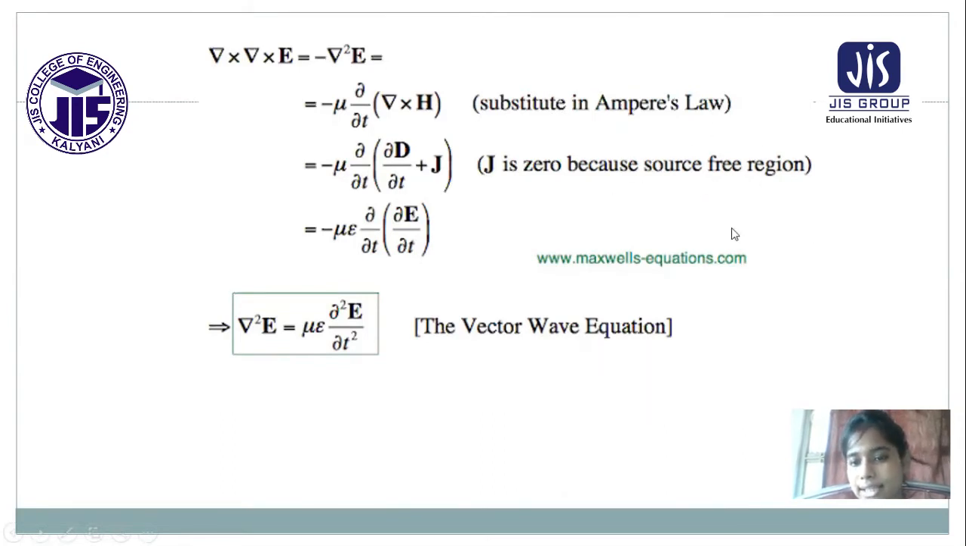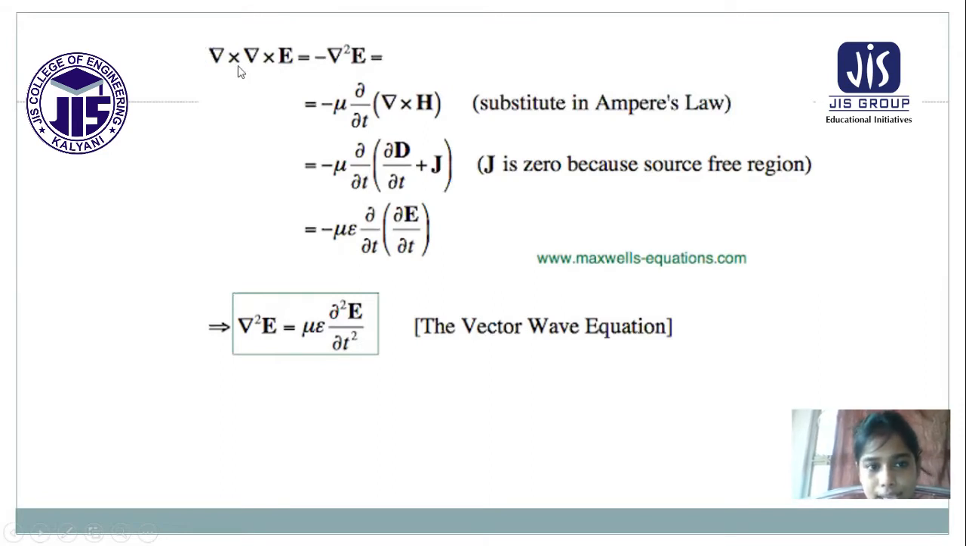Here we are considering a source free region. If there is no source, then J will obviously be 0, meaning the current is 0. Now D equals epsilon E, therefore D equals epsilon del E by del T. So del T of del E by del T is del square E by del T square. Finally, we get nabla square E equal to mu epsilon del square E by del T square.